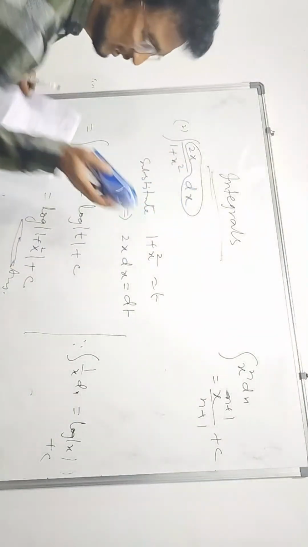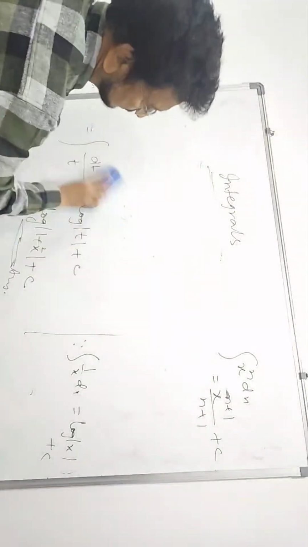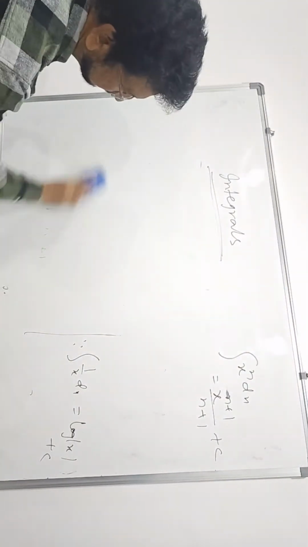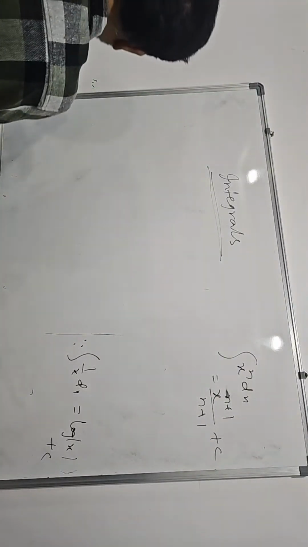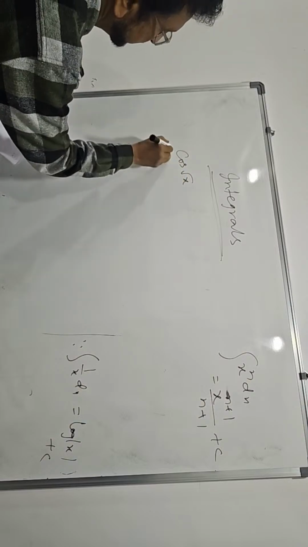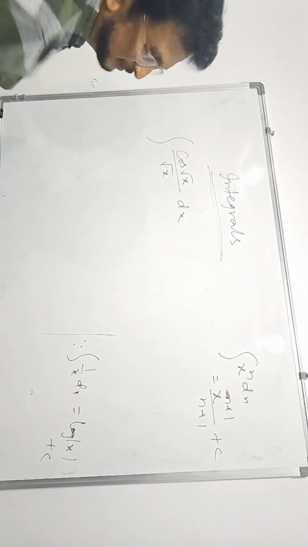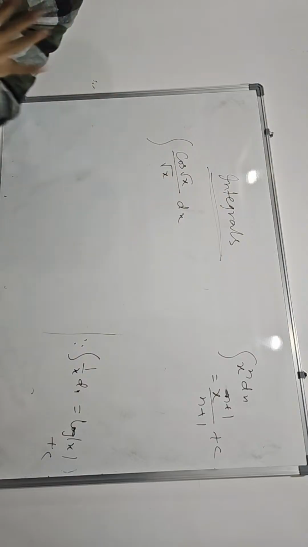We shall do only a simple problem, a 3-step problem. Third one: cos of root x by root x dx. Here, what you have to suppose as t? Suppose root x as t.